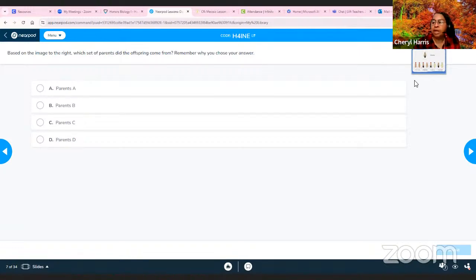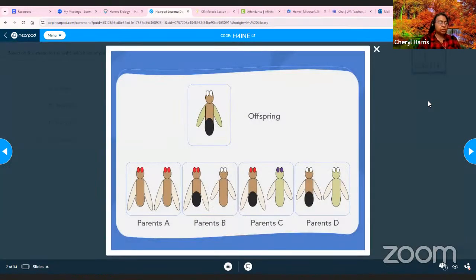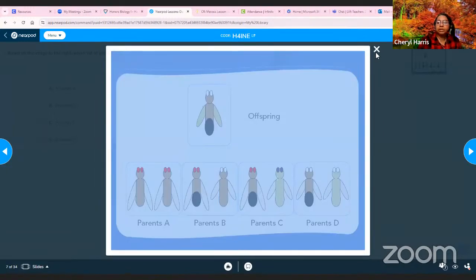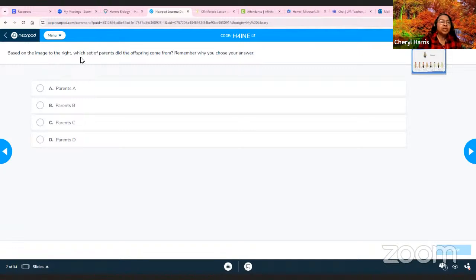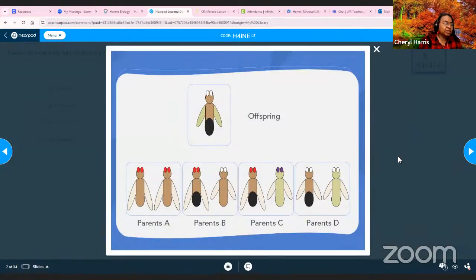Based on this image, you've got an offspring. Now I can't see the question. This is based on the image. Which of the parents did the offspring come from? And remember why you chose it, because they're going to ask you on the next slide to explain why you picked that one. So the top organism is the offspring, and based on their characteristics that you see, which parent did you pick?